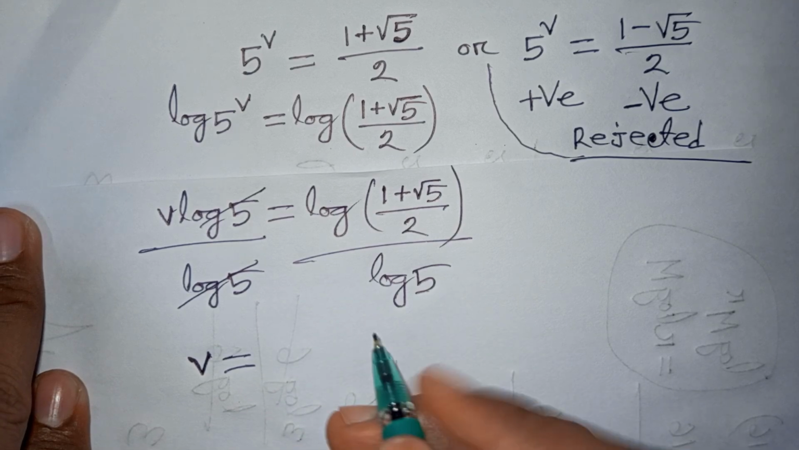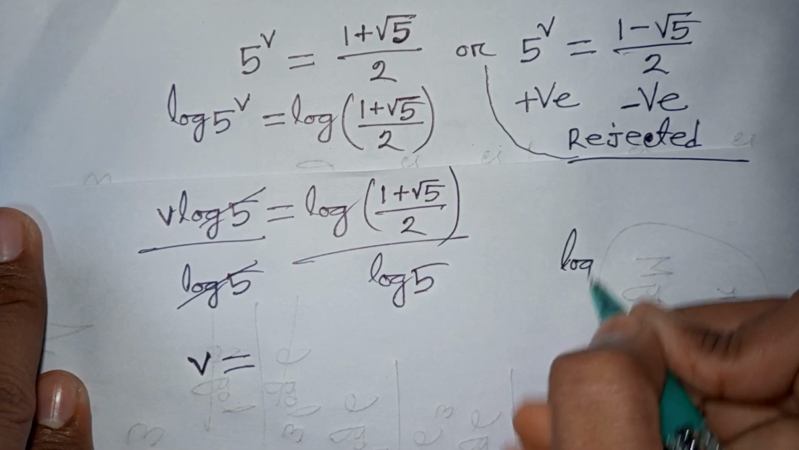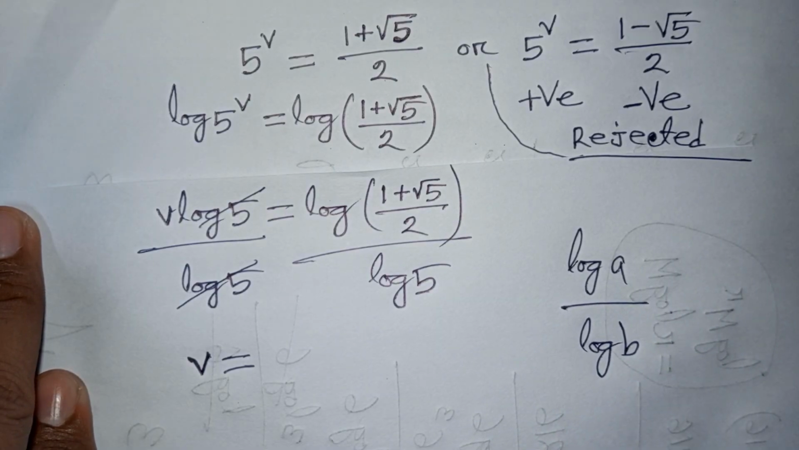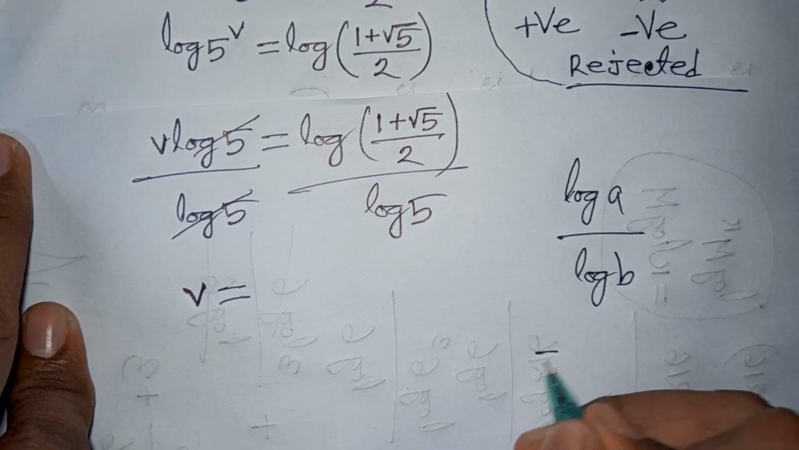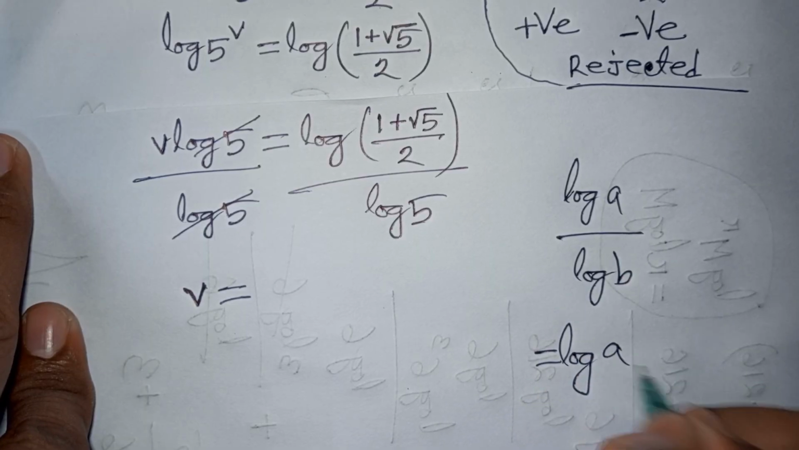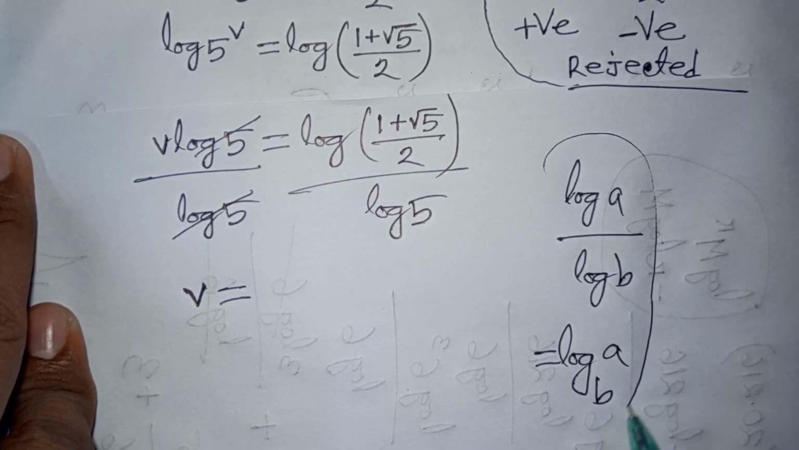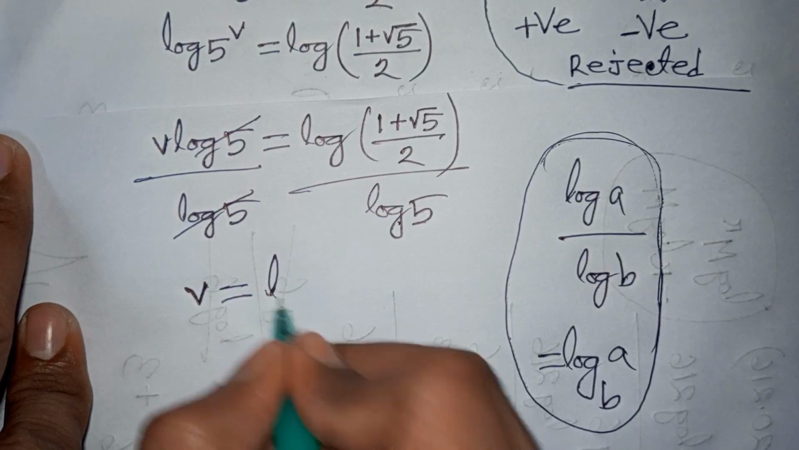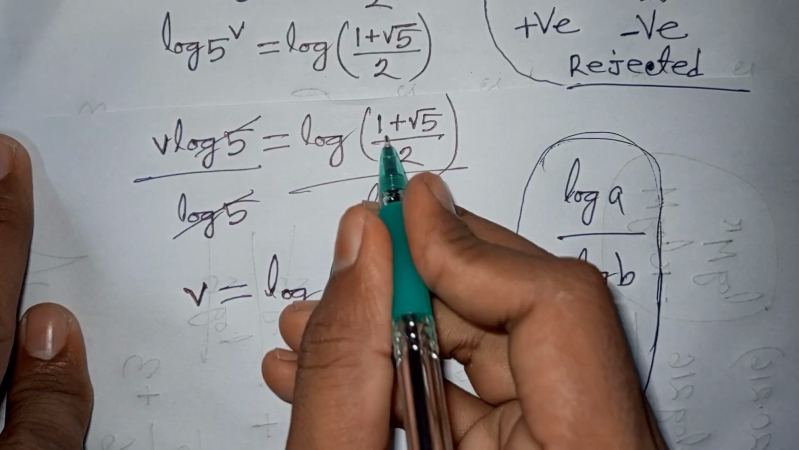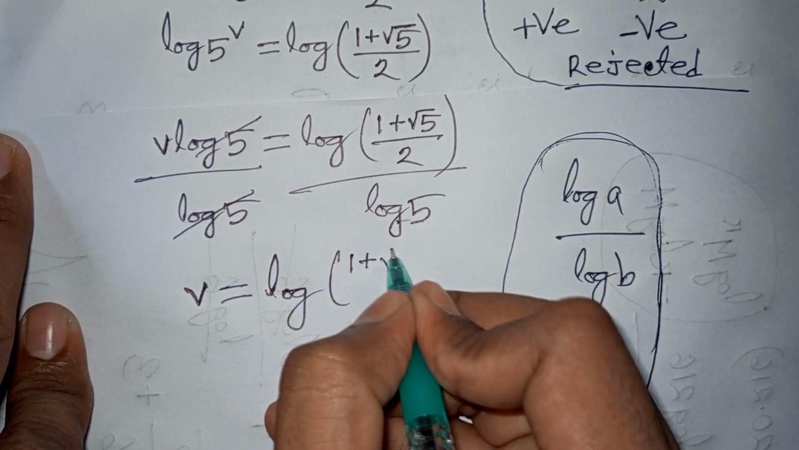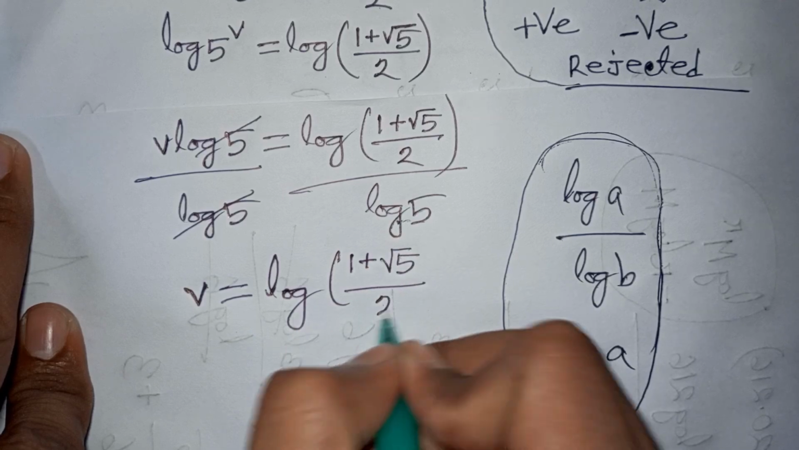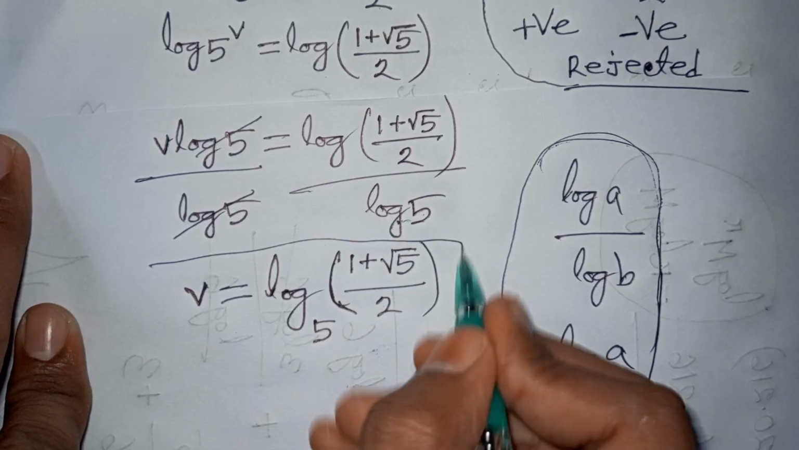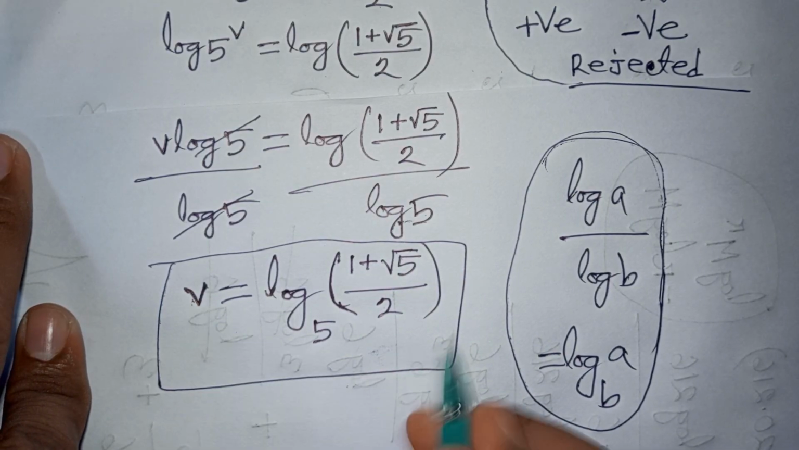this divided by log 5, so we apply this formula, log a divided by log b is equal to log a base b. So this divided by log 5, it will be log of this 1 plus square root of 5 over 2, base 5. So this is the value of v, so this is our final answer.